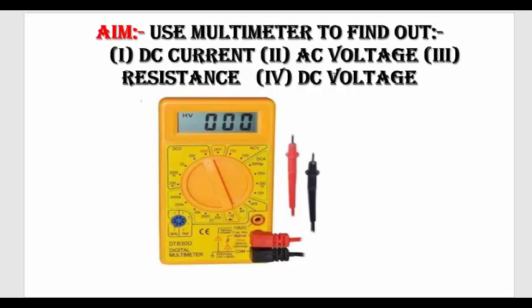This experiment consists of two parts. In the first part, we have to find out DC current and AC voltage. And in the second part, we have to find out the resistance and DC voltage. This is a multimeter.